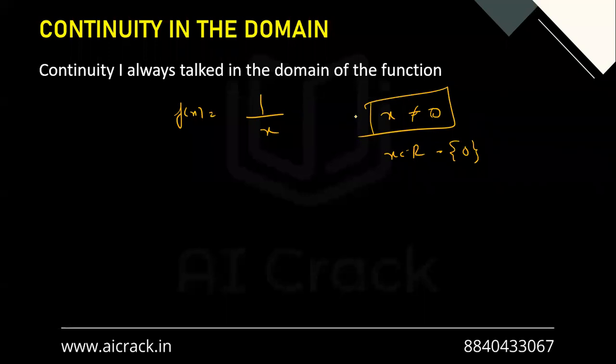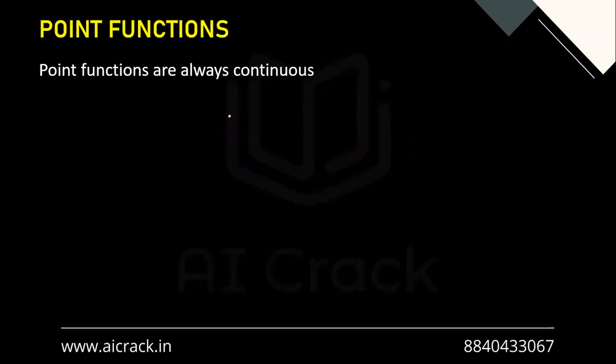But if they are deliberately asking, okay, tell us the continuity, discuss the continuity of this function at x equals 0, in that case we can definitely say that this is not continuous at x equals 0. So whenever in any question, in any examination, if the domain is not given, if they haven't deliberately asked you to discuss the continuity at a particular point, then we should be discussing the continuity at only those points which are defined. So basically 0 is not defined over here, so we'll not be discussing the continuity at 0. Got the point? So this discussion leads us to another concept of point functions.